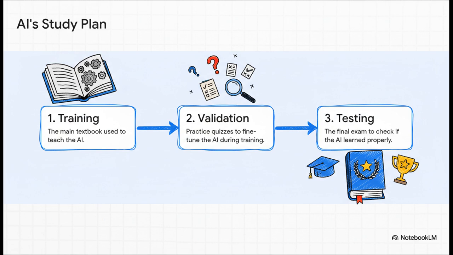Then, once it's studied that, it moves on to the validation dataset. Think of these as the practice quizzes along the way. It helps the AI check its work and kind of fine-tune what it thinks it knows. And finally, when it's ready for the big day, it faces the testing dataset. This is the final exam. It's full of information it has never, ever seen before to prove it really, truly learned the subject.